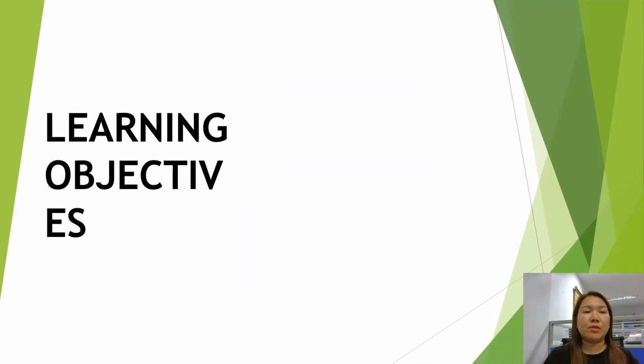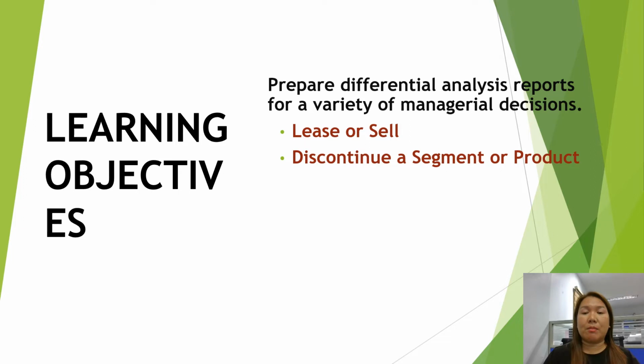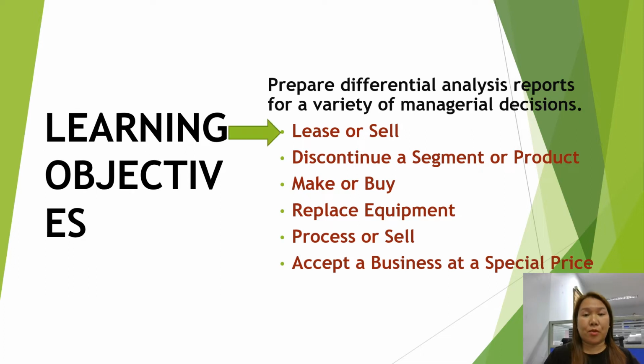Our learning objectives for this chapter are to prepare differential analysis reports for a variety of managerial decisions: lease or sell, discontinue a segment or product, make or buy, replace equipment, process or sell, and accept a business at a special price. But tonight, I will be discussing how to make differential analysis reports for lease or sell, discontinue a segment or product, and make or buy. The rest of the topics will be discussed by my group member, Noel Istania.